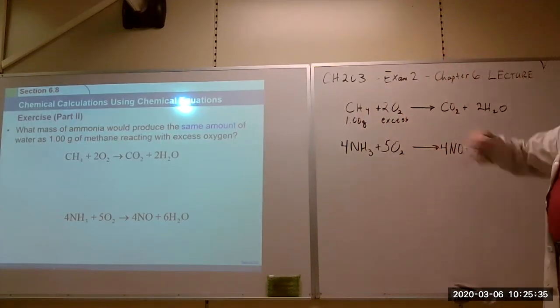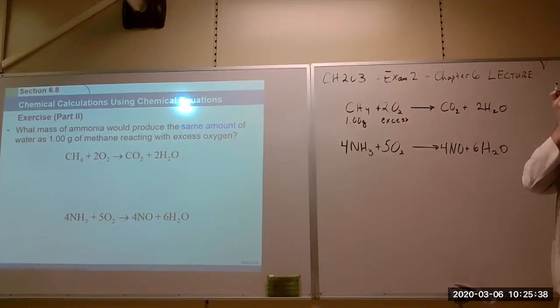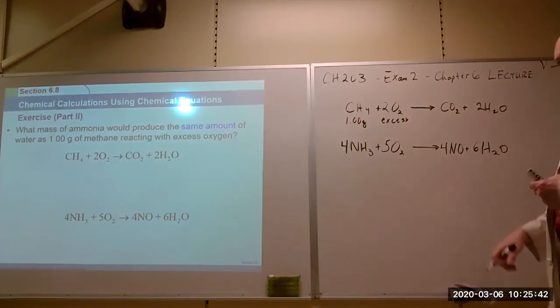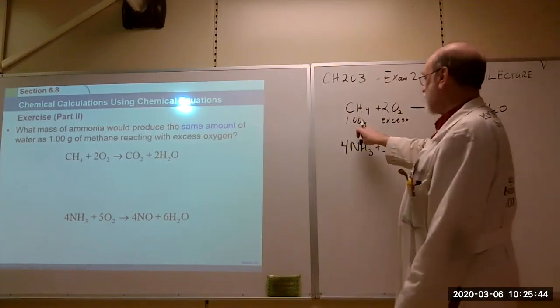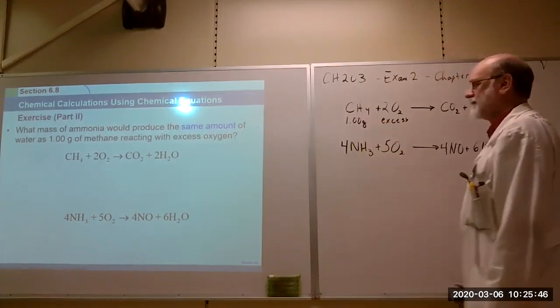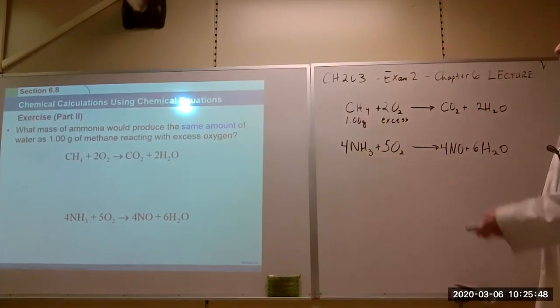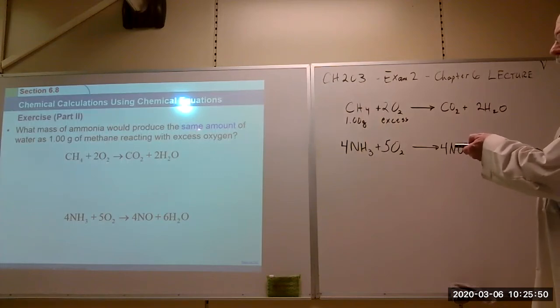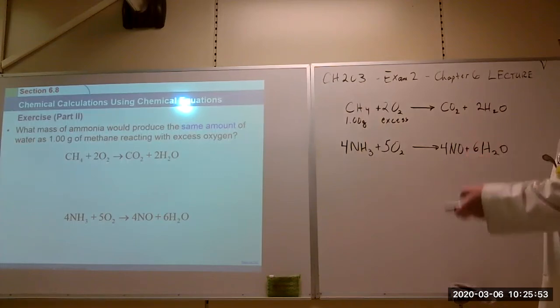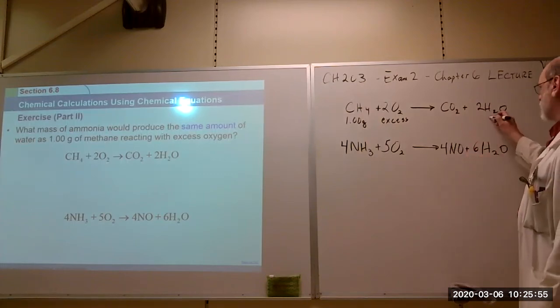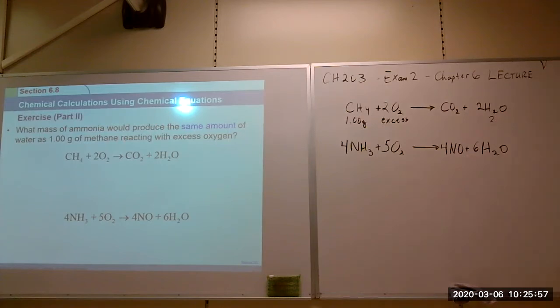Right? So we've got plenty of oxygen. And that makes sense. If you burn methane in the air, there's no limit to the amount of oxygen. But we are limited by 1 gram of methane. So the same amount of water. So this is where we're headed. We want to know how much water is produced.